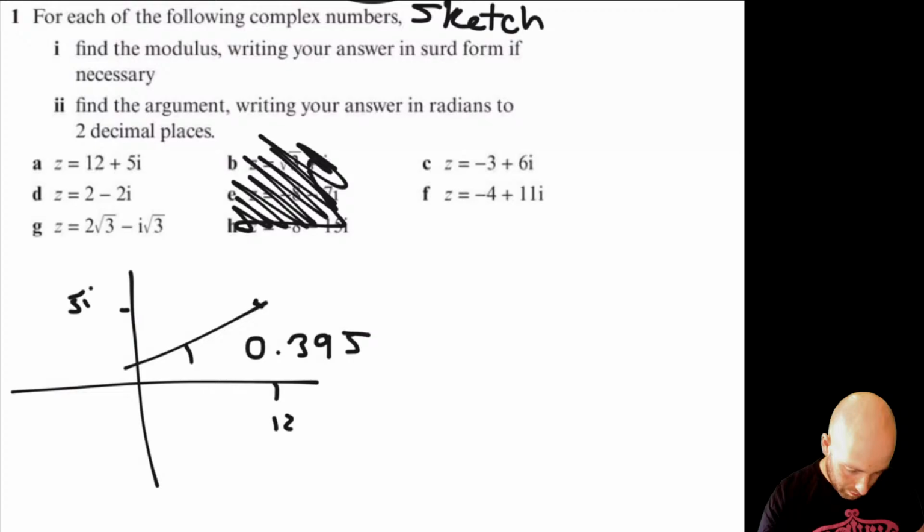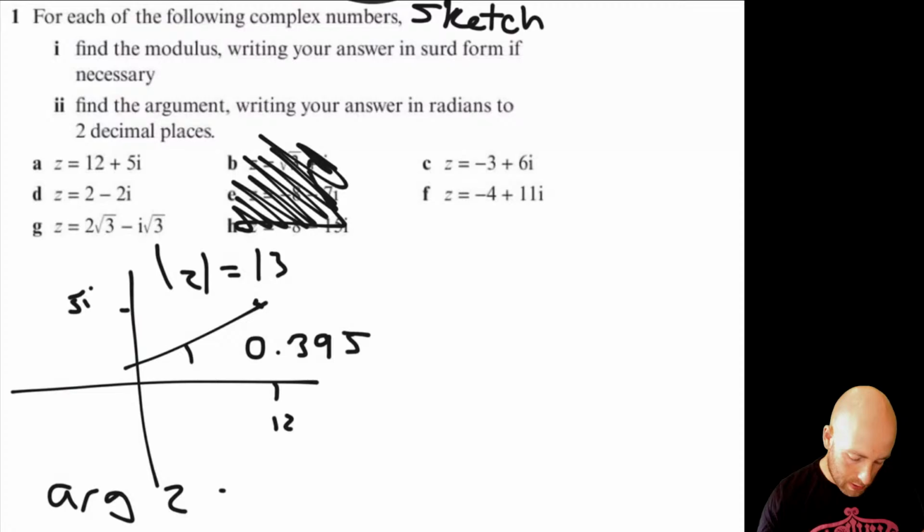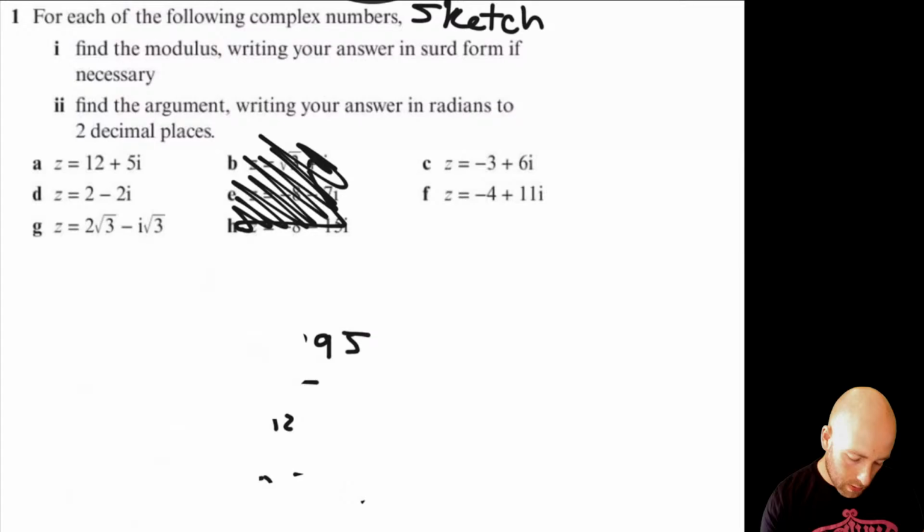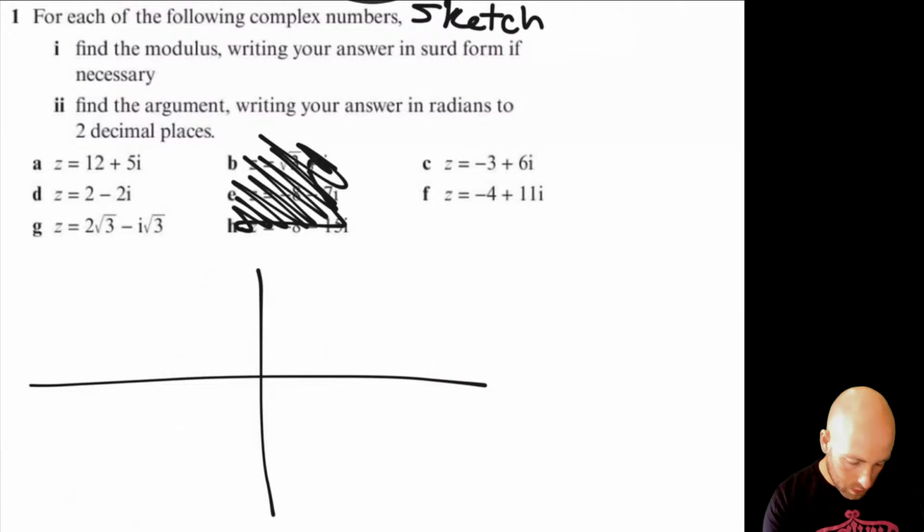So the way we'd write it is we say arg z is 0.395 and modulus of z is 13. So that one's pretty straightforward. Second one, and this one I think Fifi made a little mistake on. So this one, minus 3 and 6i. So that places it here.